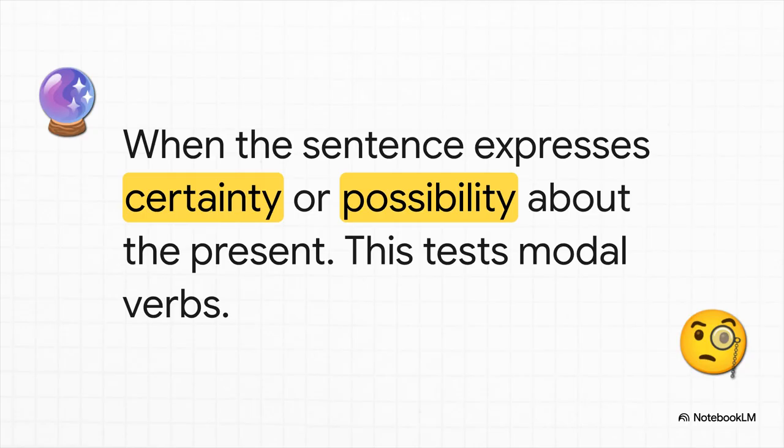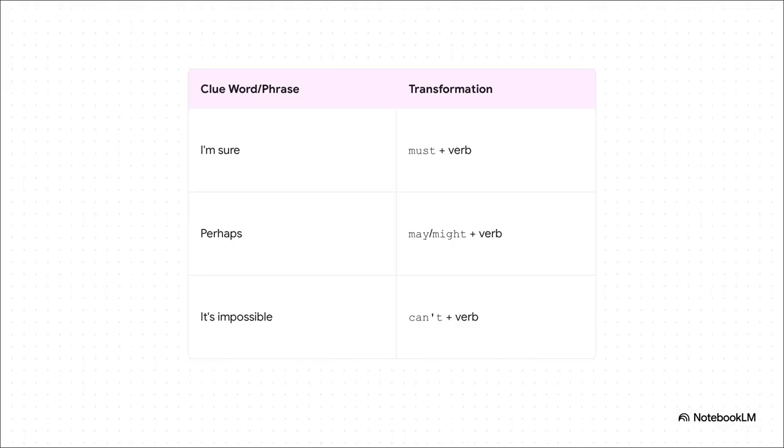First up, speculating. This is when the first sentence is all about certainty, possibility, or impossibility. You know, I'm sure he's here, or perhaps she's late. The exam absolutely loves testing this with modal verbs. Think of this table as your secret decoder ring. Seriously, you spot the clue "I'm sure" in that first sentence, your brain should immediately go to must. You see perhaps, think may or might. See it's impossible, you're looking for can't. This is exactly what we mean by identifying the task. You're not guessing, you're just connecting the clues.